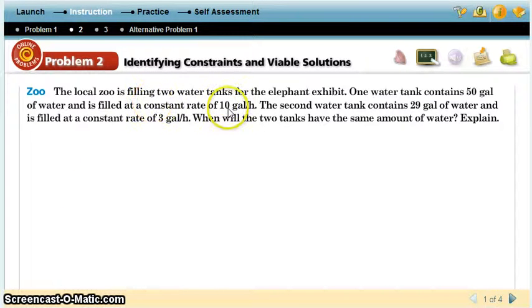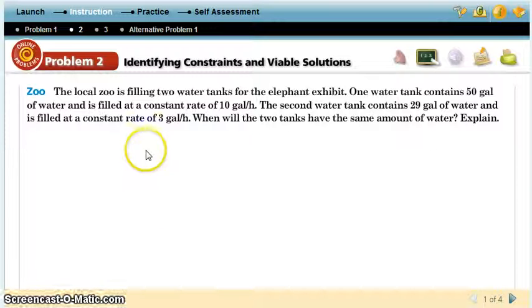And it's going to be filling up with water at a rate of 10 gallons per hour. So every hour, there's 10 more gallons of water being added to our tank. The second water tank that's in this elephant exhibit right now contains 29 gallons of water.